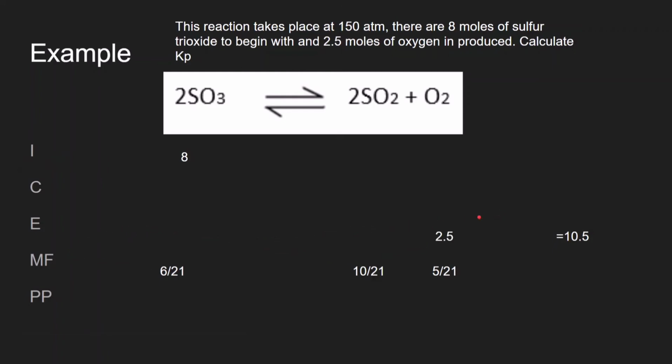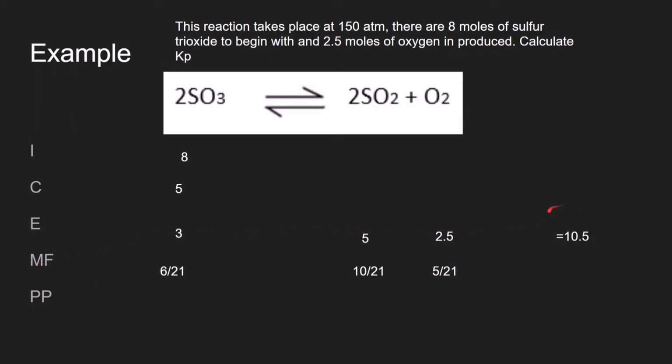And if we have a look at the molar ratios, it's 1 to 2. So we know that there's 2 times as much sulfur dioxide as oxygen, so we can say that we have 5 moles of sulfur dioxide at equilibrium. And as you see, the molar ratio of sulfur dioxide to sulfur trioxide is 1 to 1, so we can say that 5 moles of sulfur trioxide was consumed to make these products, leaving 3 out of the 8 initial moles left at equilibrium of sulfur trioxide. So this is where the mole fraction comes in.